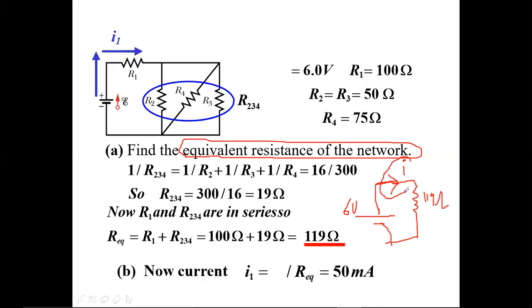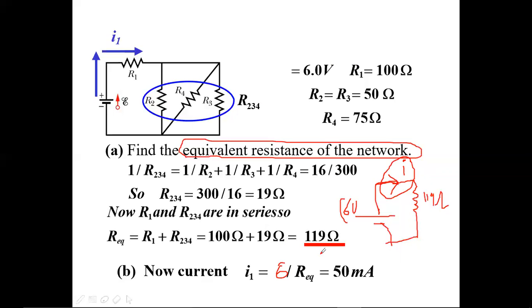If he asks how much current the entire network is drawing, you need to find this value. This value is also required for further solving of problem B. Then I'm going to find this value also. I is nothing but V by R. I is nothing but 6 by R equivalent. 6 by R equivalent is nothing but, let me do the calculation. 6 by 119. Then the value will be about 50 milliamperes.